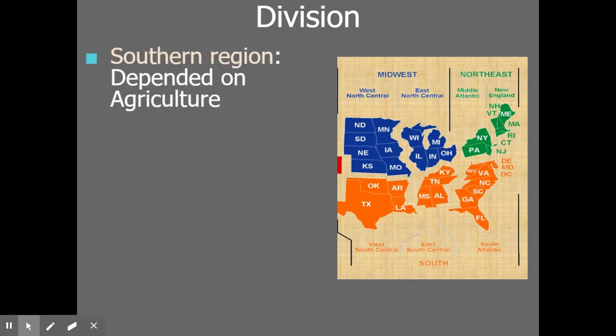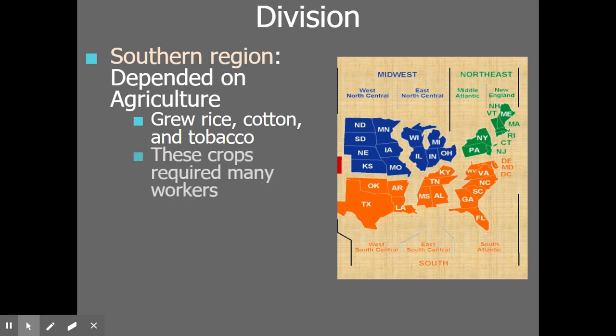All right, so let's talk about how these regions were different. The southern region, all these orange states down here, depended on agriculture. Their economies were primarily dependent on the production of agricultural products. For the most part, the things that they produced were rice, cotton, and tobacco. Those were the big cash crops coming out of the southern states.